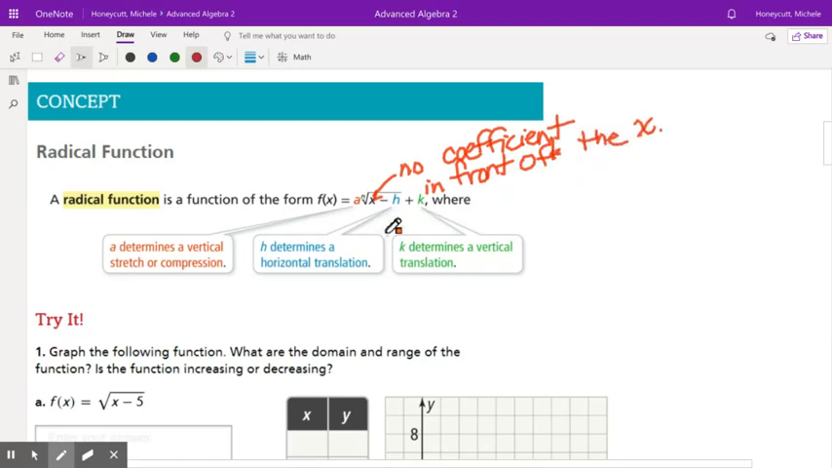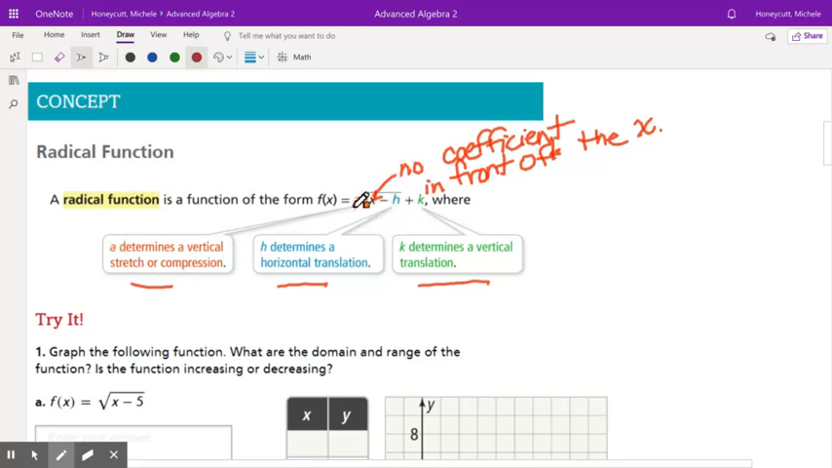So in order for us to be able to see our transformations, there must be no coefficient in front of the x. So if I want to see if there is a vertical stretch, a horizontal translation, or vertical translation, then I need to make sure that my function is written so that there is no coefficient in front of the x. And I will show you how to do that in a little bit.